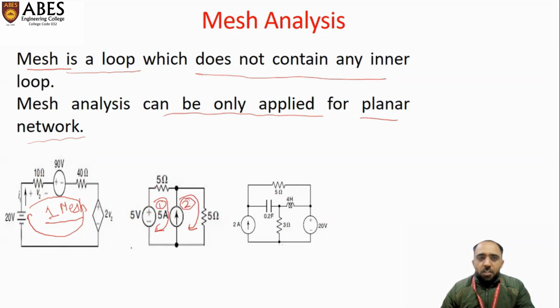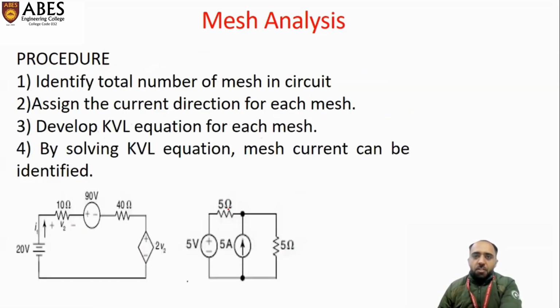As per our definition, mesh is a loop which does not contain any inner loop. Taking the third example, in this circuit there are 3 mesh. You can check, this is first mesh, this is second mesh, and this is third one. So in these circuits, one mesh, then two meshes, then three mesh. So this is the basic method of counting the mesh.